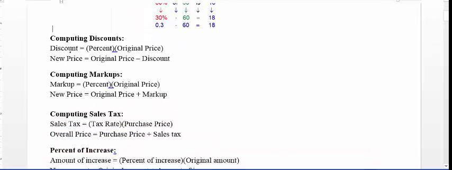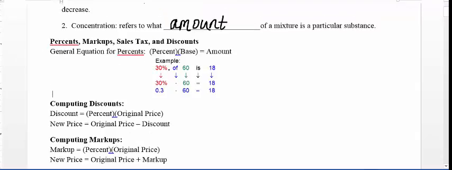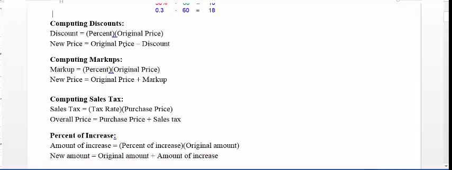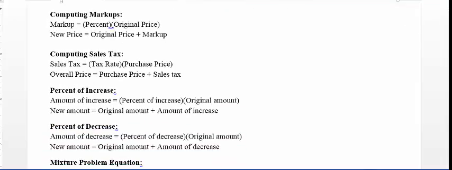So we're going to look at several things here. Computing discounts, we're going to compute markups, we're going to compute sales tax, and here's an example of a percentage: 30% of 60 is 18. In this case, it is multiply. So if I had a 30% markup of something that was $60, that would be 0.30 times 60, which is $18 markup.